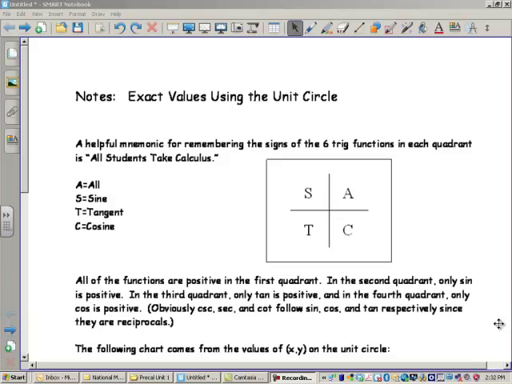Well, hi there, boys and girls. Today we're going to take a look at how to find exact values of our trig functions. And this first sheet here that you have in your notes is simply some things for you to remember.